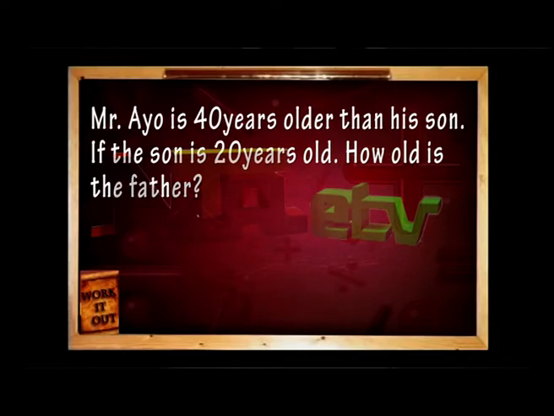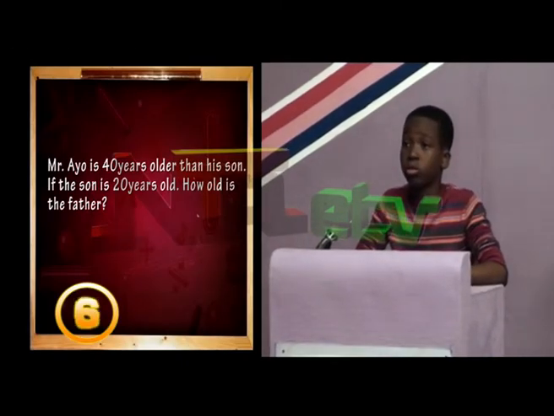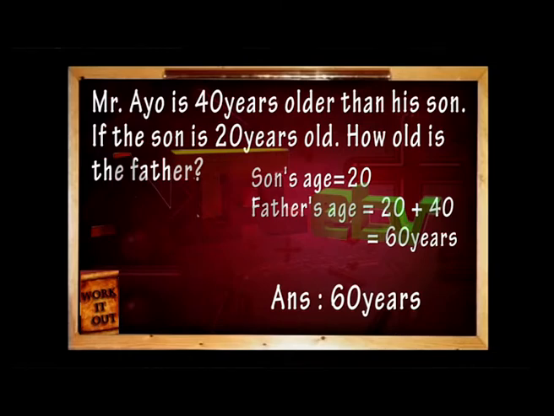Number 9. Question 9. Mr. Ayo is 40 years older than his son. If the son is 20 years old, how old is the father? 60. 60 months. 60 years. Always put your unit. Thank you.